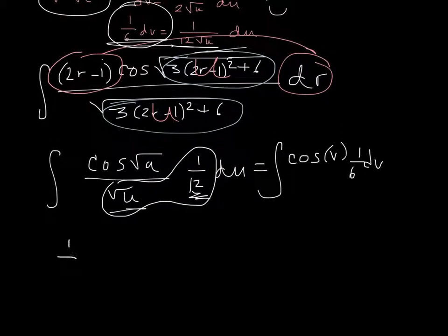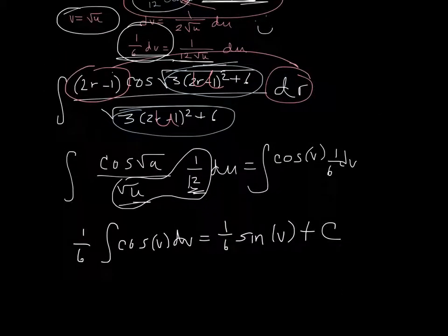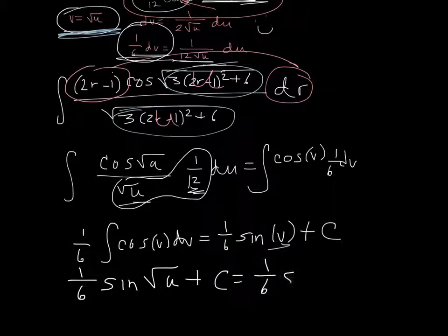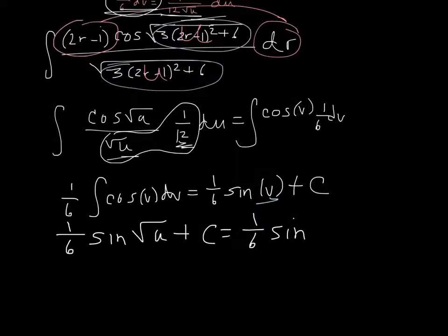Well, this is just going to become 1/6 cosine v dv, which is easy to find the antiderivative, which is just the sine, and then of course plus c. And now we go backwards and start plugging things in. v is the square root of u, so I get 1/6 sine square root of u plus c, and then go way back up here and remember what u was, so we plug that back in, and we end up with 1/6 sine of the square root of 3 times (2r minus 1) squared plus 6, and then of course plus c.